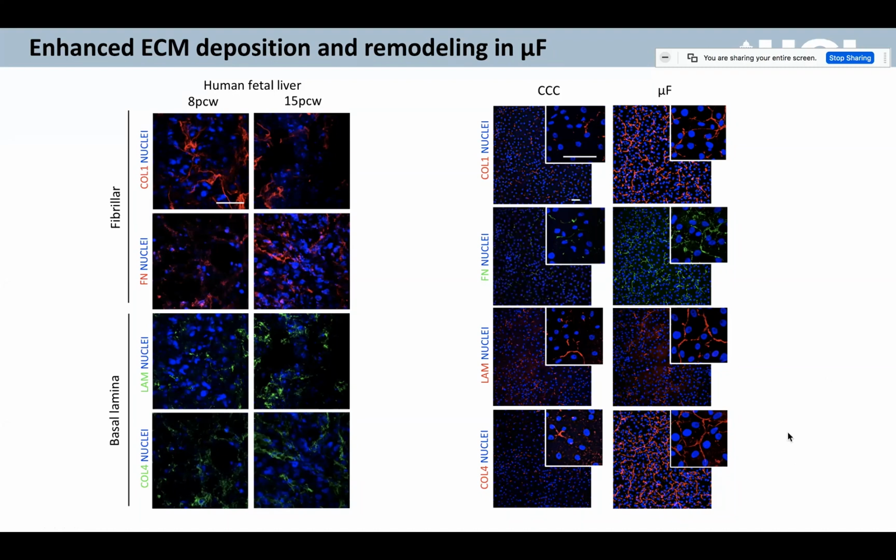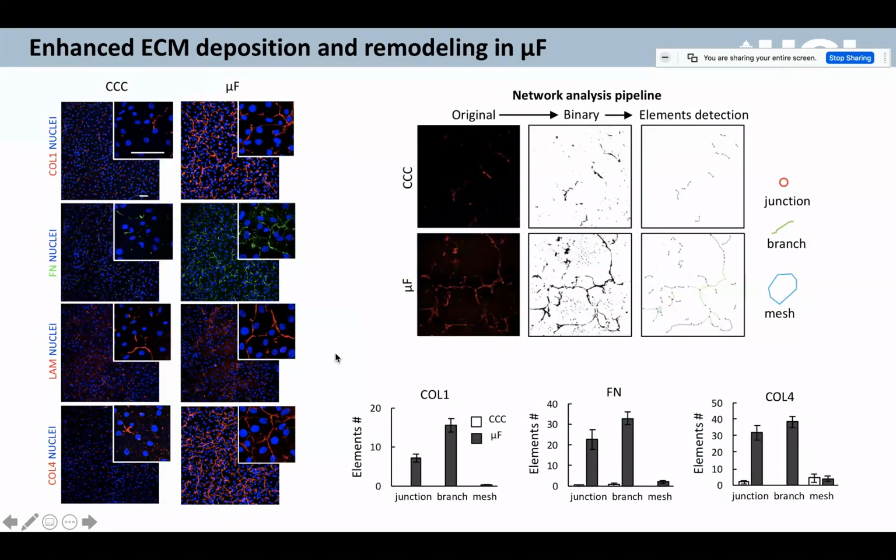And then to further quantify this remodeling, we did some imaging analysis that allowed us to quantify the extent of the remodeling through the analysis of these elements that give an idea of how many structures we can observe through the remodeling, the deposition of these proteins.